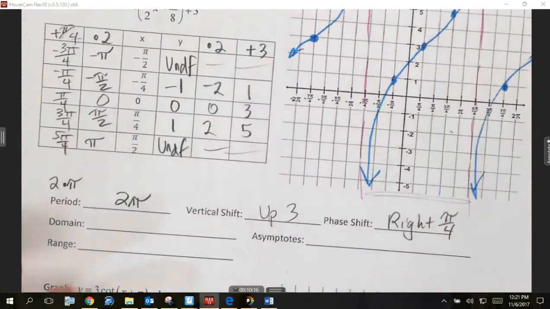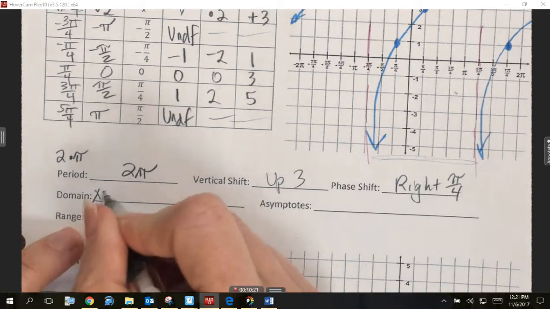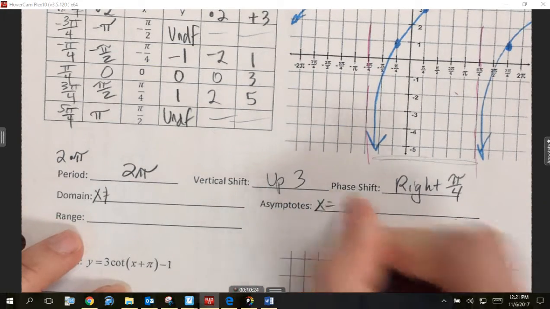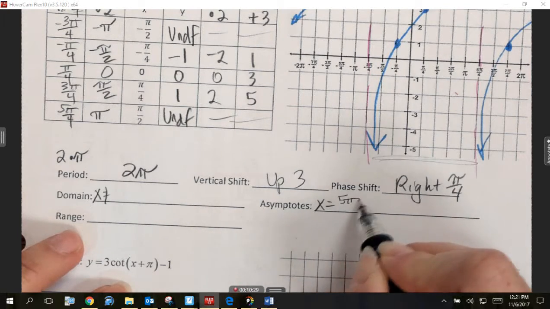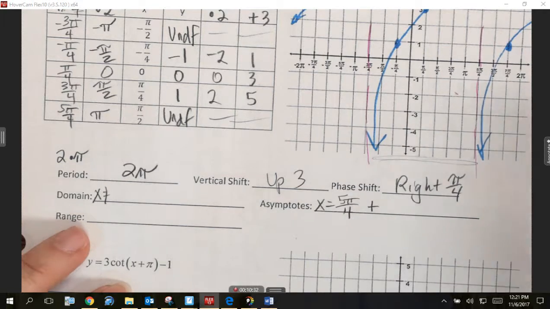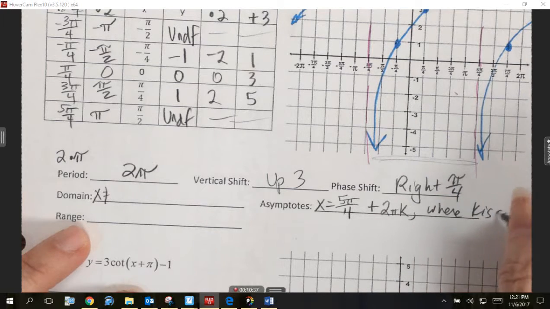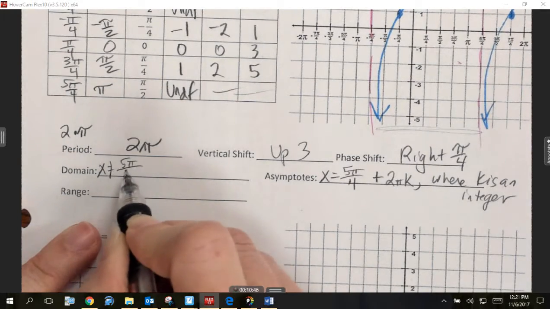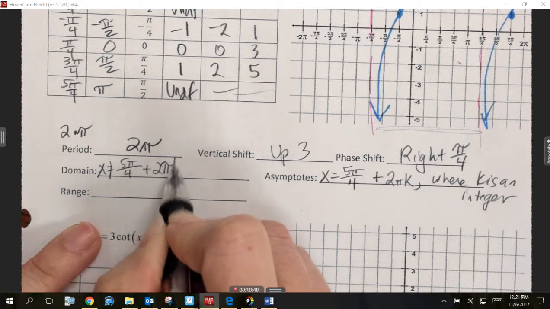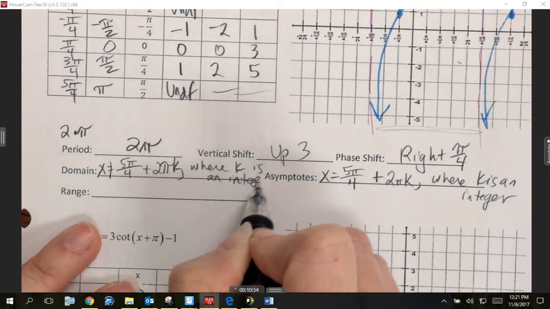pi over 4. The domain and the asymptotes are similar to each other, so one's going to be x equals, and the other will be x not equal to. The first non-negative is 5 pi over 4, and they are 2 pi apart, so I'm going to write 2 pi k, where k is an integer. So the domain will be the same thing, 5 pi over 4, except it's not equal to, plus 2 pi k, where k is an integer.